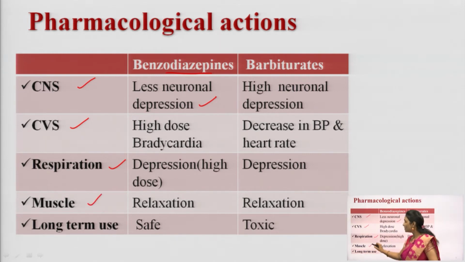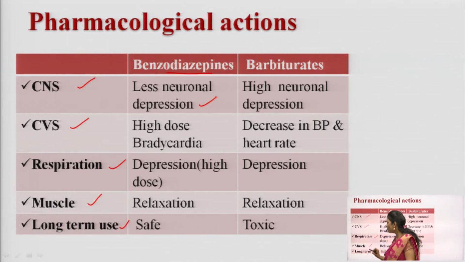And what about the muscle? Both these drugs will cause muscle relaxation. Whenever you give these sedative and hypnotic drugs, benzodiazepines and barbiturates, both will relax the muscle. Which type of muscle? Skeletal muscle. It will relax the skeletal muscle.